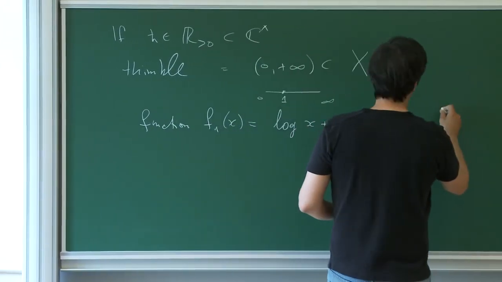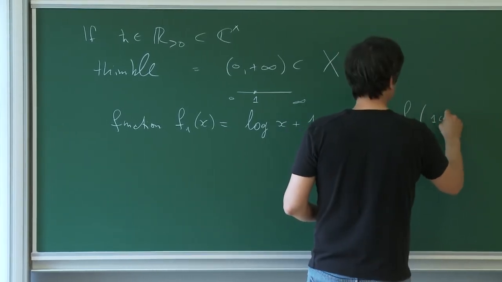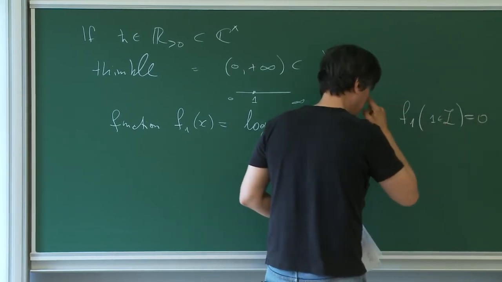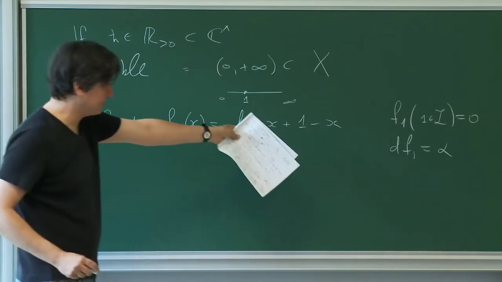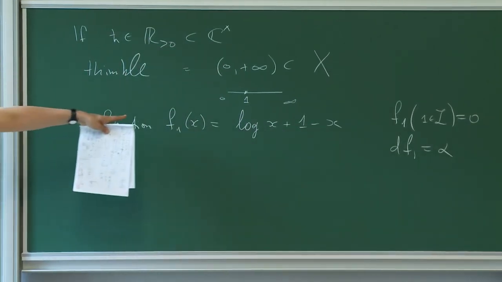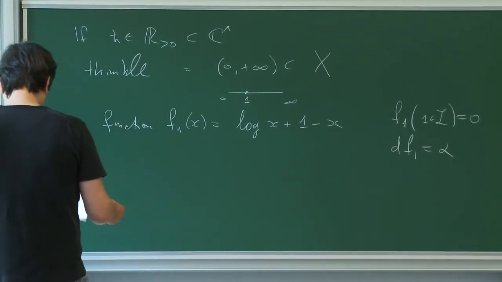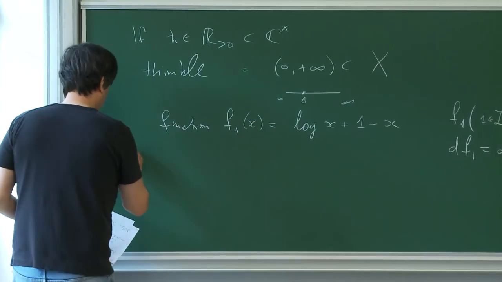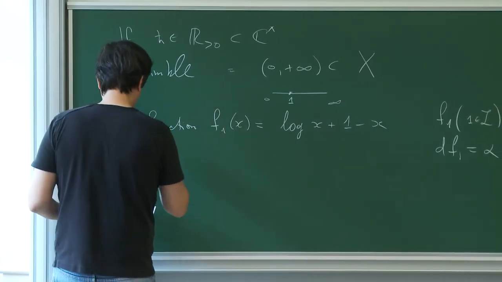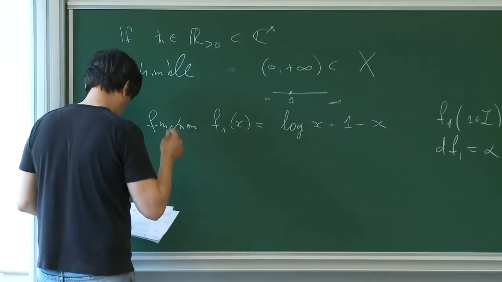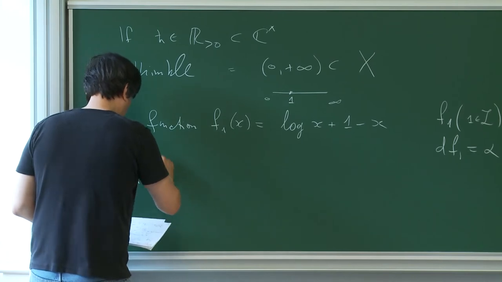What is nice about this function? At this point 1, which belongs to Z, it is equal to 0. And the differential of my function is the form alpha. So it's normalized to have critical value 0 at my point. And now what I integrate, just by definition, I get E, again modified in a different sense, in the sense of the first lecture, maybe E plus of h bar.